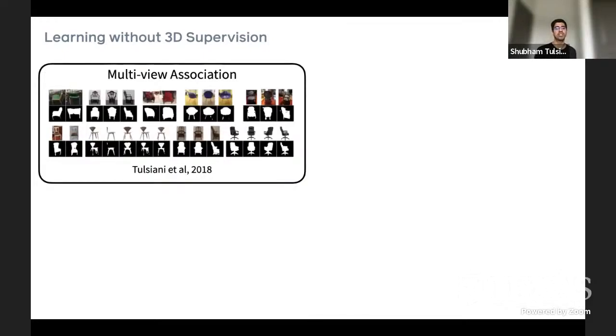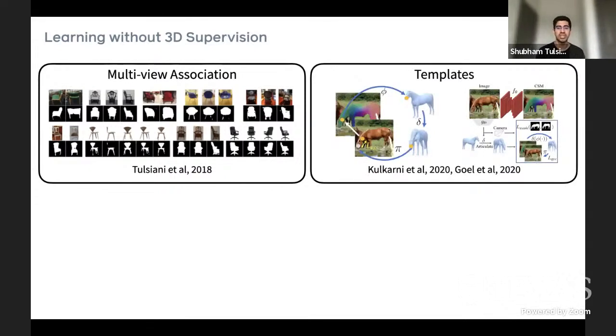And some of the common alternate forms of supervision that people have been relying on is, instead of assuming 3D supervision is available, we can assume multiple views of the same object are available. So for example, 2 views of each chair are available, and that allows us to learn 3D because we can predict 3D from one view and verify it against another view. Or for example, we can assume that an approximate 3D template of a category is available, and that really guides the process of learning 3D from image collections, because the availability of a template lets us constrain the amount of variation we allow.